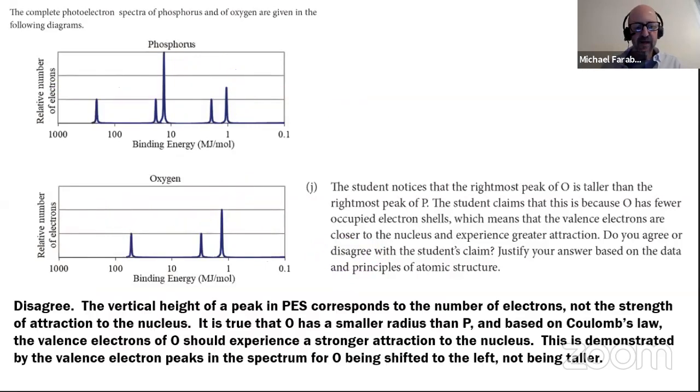So disagree. The vertical height of a peak in a photoelectron spectrum corresponds to the number of electrons, not the strength or attraction to the nucleus. It is true that oxygen has a smaller radius than phosphorus. Now, in terms of the binding energy, if you look closely along the x-axis, it is a little bit higher. But that's a result of the peak being shifted to the left for oxygen, not being taller. So we're going to disagree and talk about number of electrons.